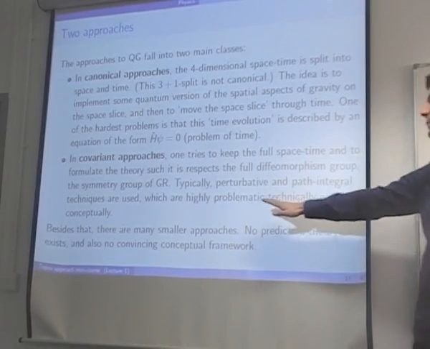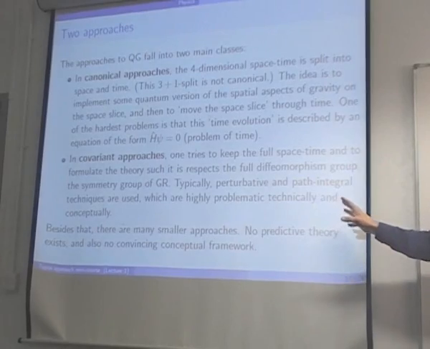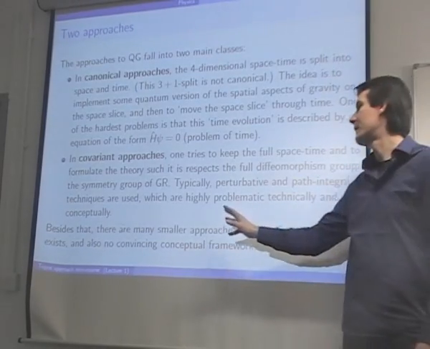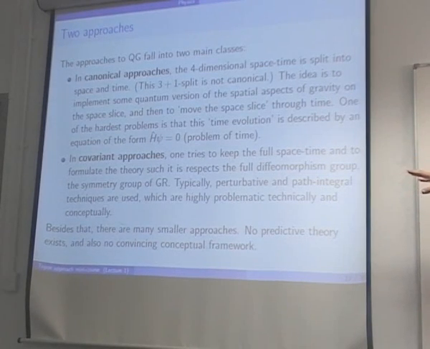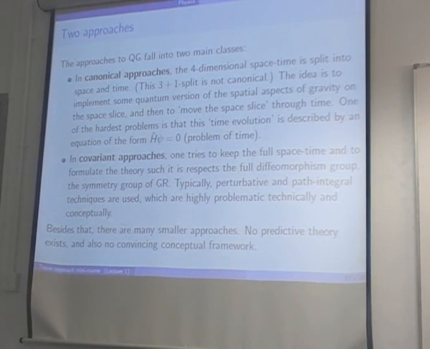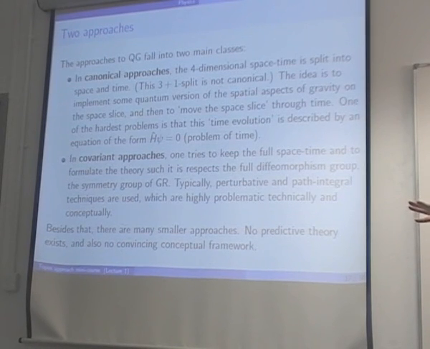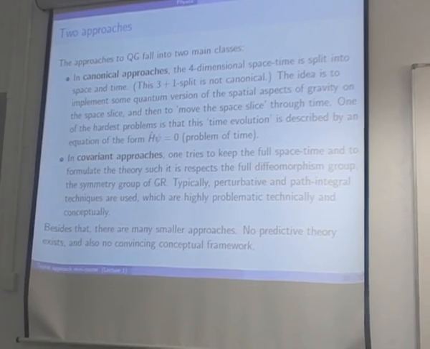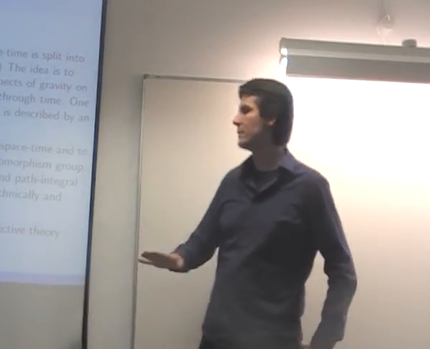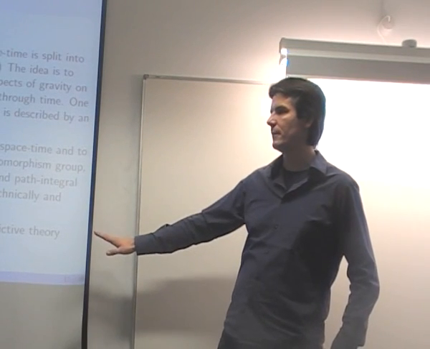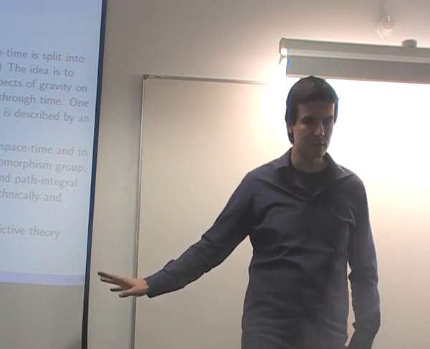Anyway, particle physics people would usually use perturbative and path integral techniques, which are highly problematic technically and conceptually in this situation, because gravitation is so different from other field theories which just take place on the space-time background with a fixed metric, but now the space-time metric itself becomes dynamic. Of course, there are lots of other approaches, but it's fair to say that there's no predictive theory and there's no convincing conceptual framework. So this is really hard.